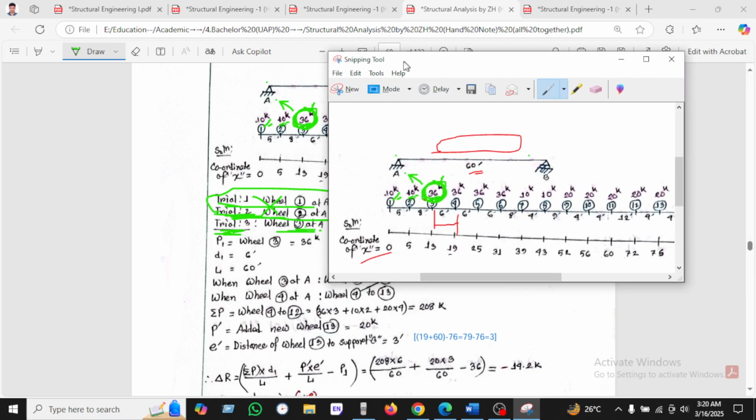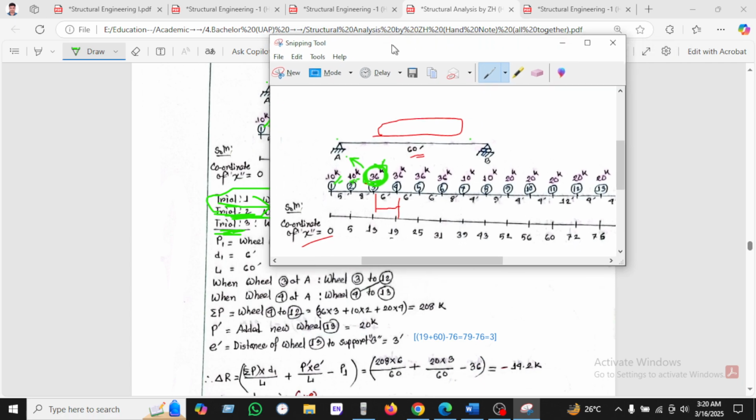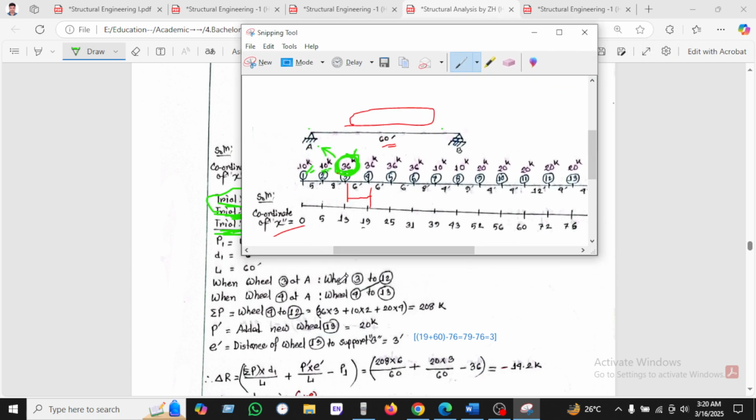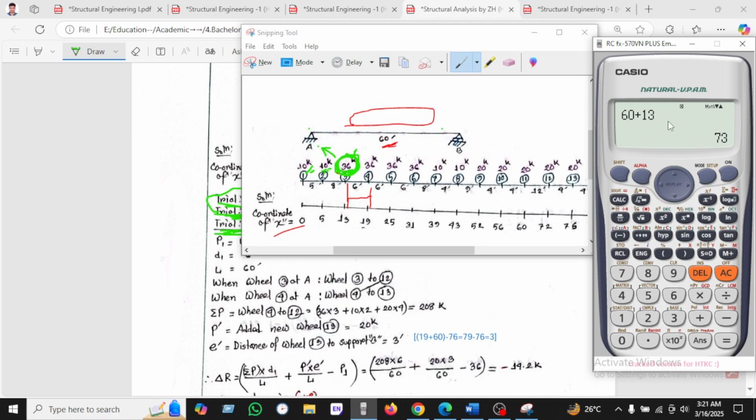So we can say how many on the bridge, and wheel 3 at 3. This is the already coordinate 30, and we have 60. So how far can we go? 60 plus 30 is 72, so we can go to 73. Okay, 73. So up to 73 we have found wheel 1, 2, wheel 3 to 12. This is wheel 3 to 12.